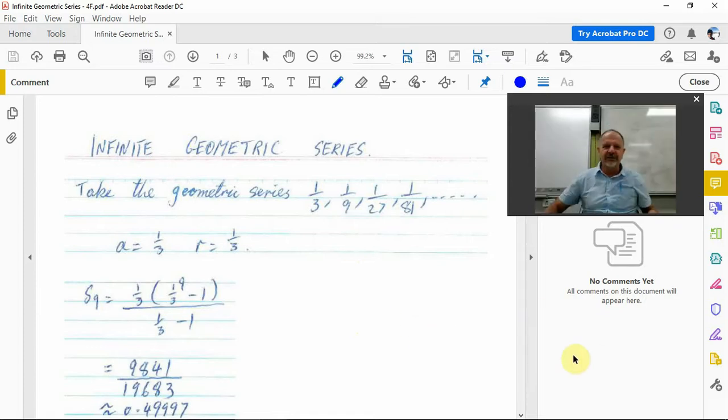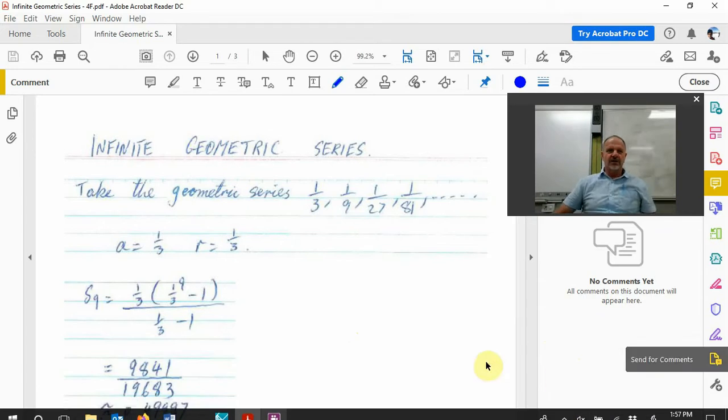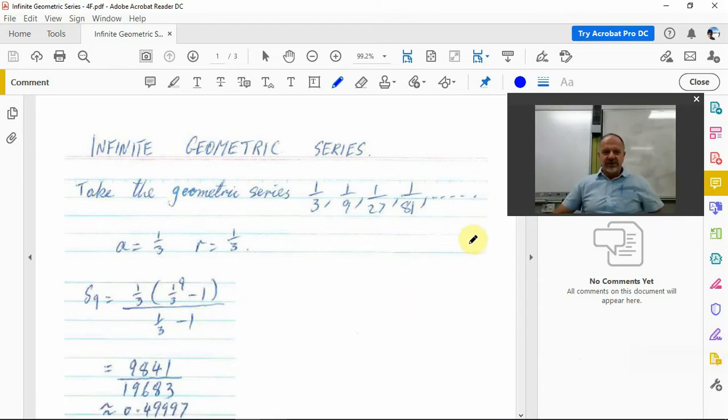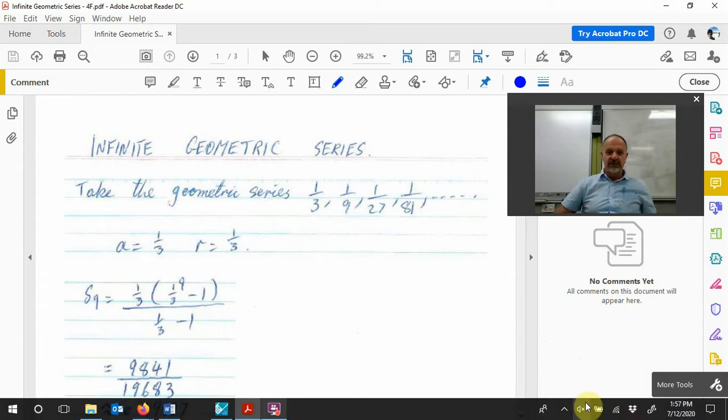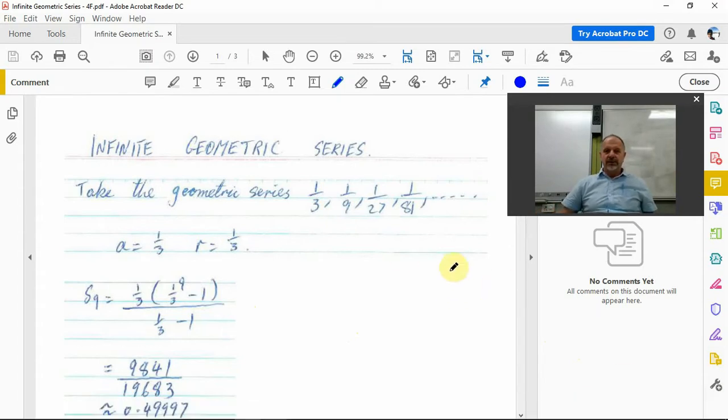This is the last of the sequences and series stuff. So this is infinite geometric series. For example, we've got a series that we've looked at before in the previous lesson. So it should be the sequence first of all, and then we're going to work a series out from it. So a third, a ninth, 1/27th, 1/81st, etc. So if you remember, A was a third, and the ratio is 1/3 as well.